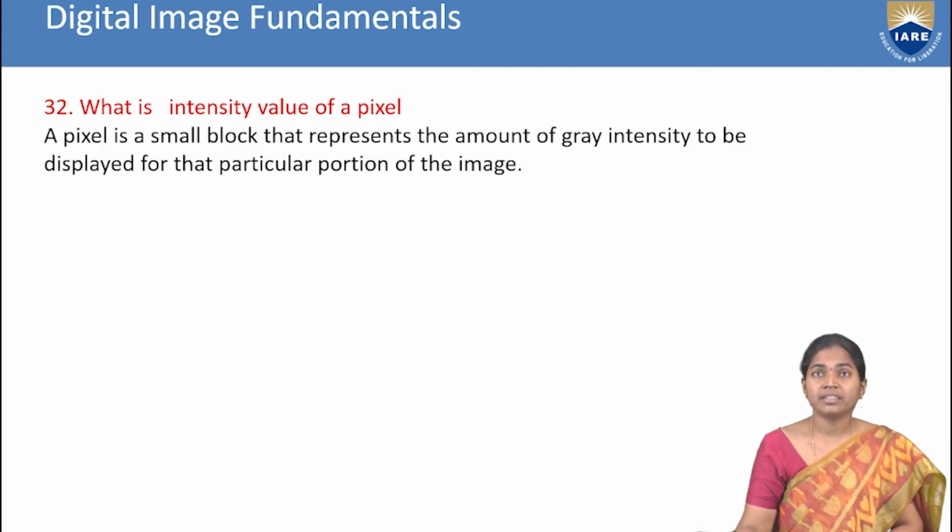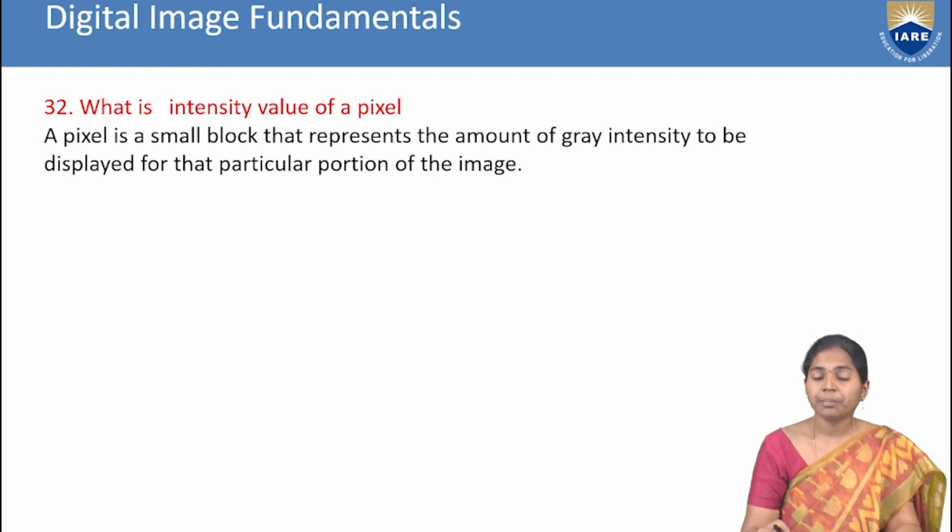Next, what is the intensity value of a pixel? Intensity, or gray level: some pixels are represented in black color, so that pixel value is represented with 0. Some pixels have some gray level, which we represent with some other gray level value. Some are bright, so we represent them with the maximum gray level value. So intensity value of a pixel means that in the entire image, some portions are bright and some portions are dark, and we represent those portions in the form of intensity levels.